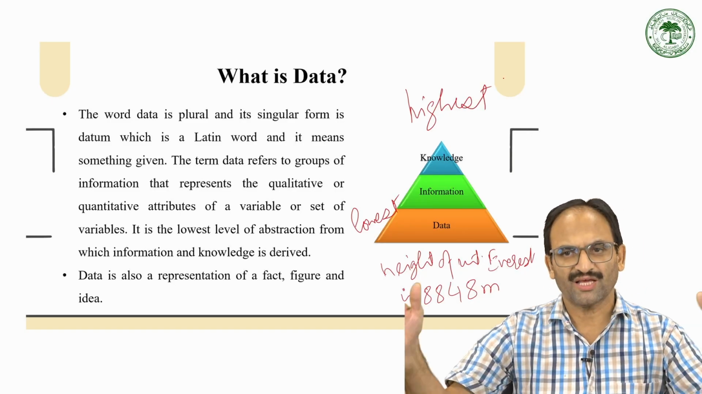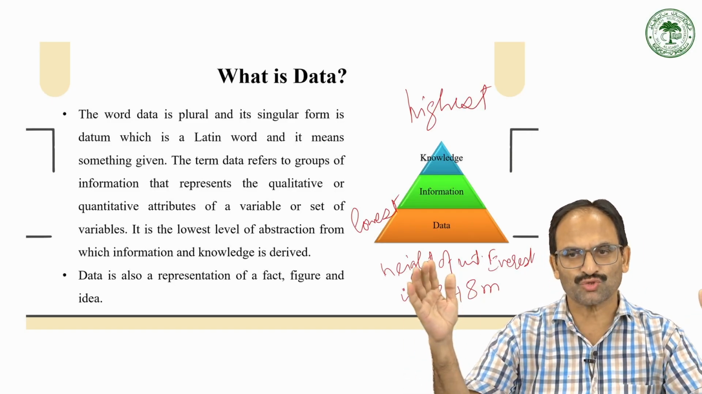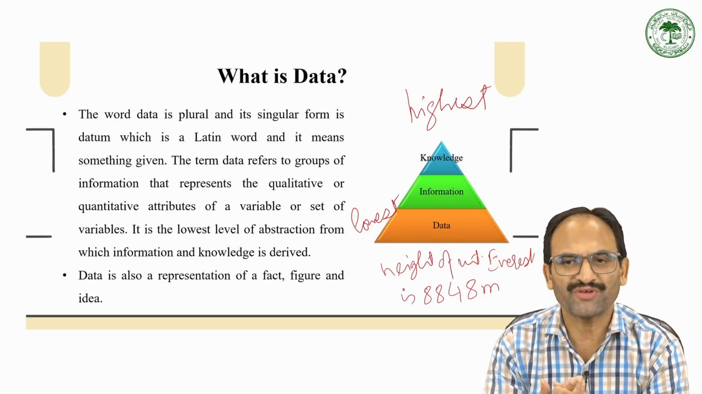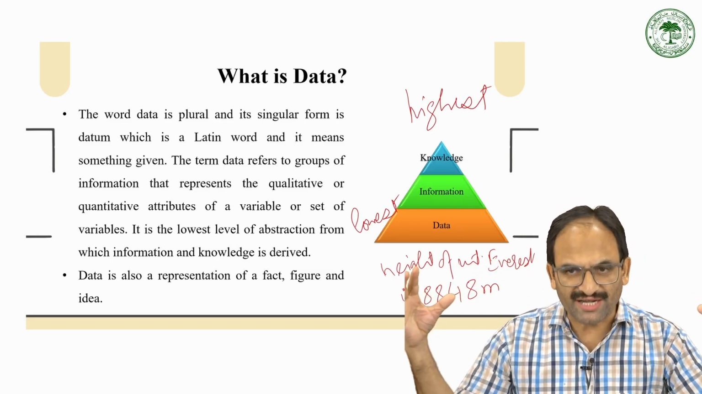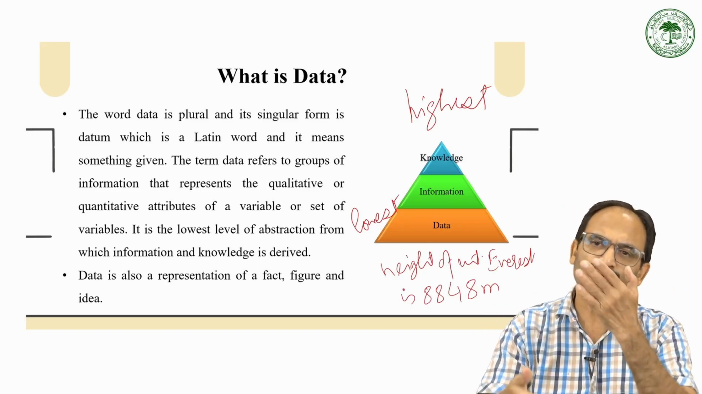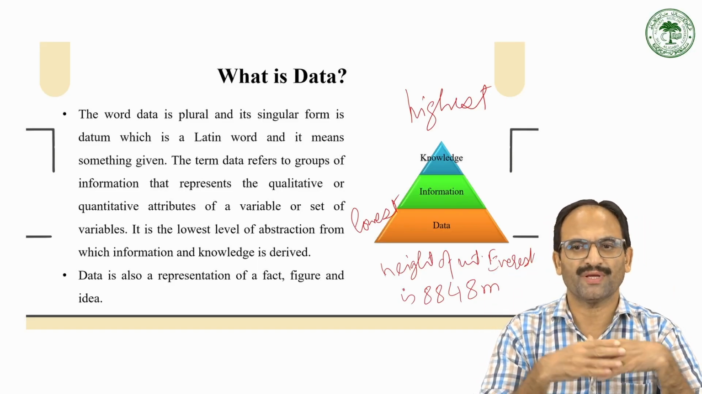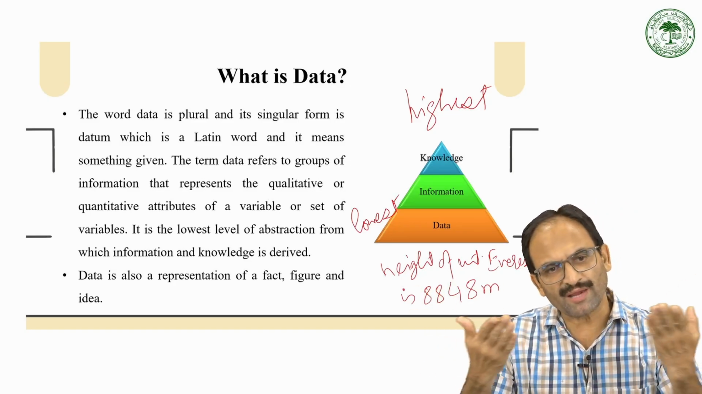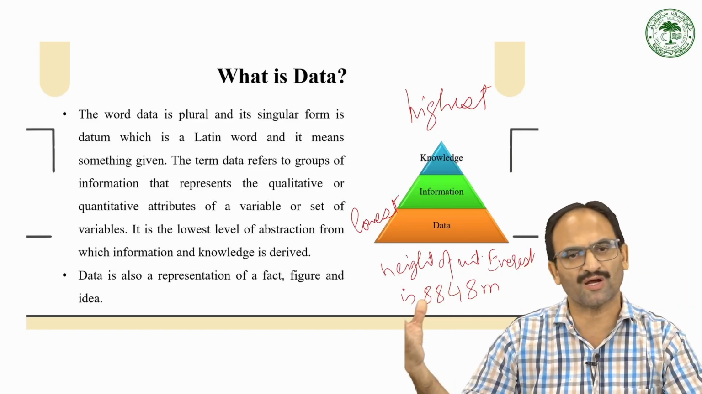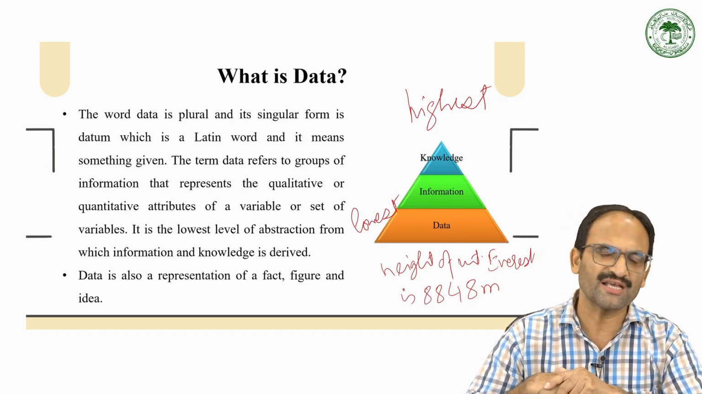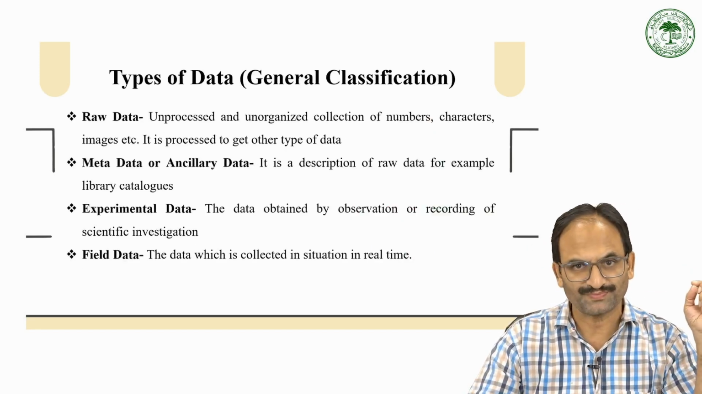And definitely there will be so much data. We will process that data. After processing the data, we get some information, and after getting more and more information, finally we come to a conclusion. So somehow this is the relationship among data, information and knowledge. And coming to the second point on the slide, data is also a representation of a fact, figure or sometimes idea also.